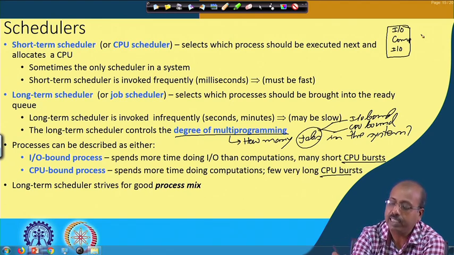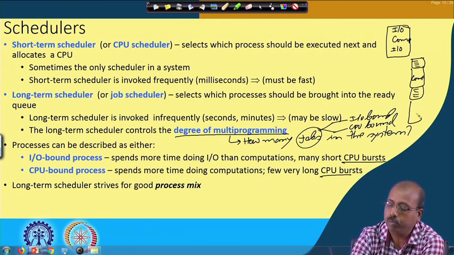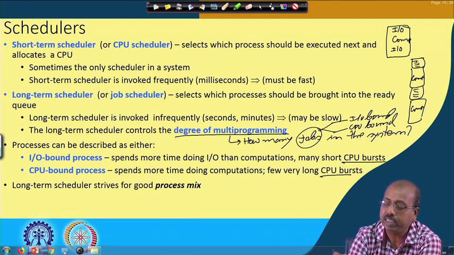In general, I can say a program will be doing IO for some time, then it will be doing CPU operation, the computation, for some time, then it will again do IO for some time, then again it will do computation for some time. These individual durations of IO and CPU are called bursts. This is called a CPU burst. Similarly, this is another CPU burst.